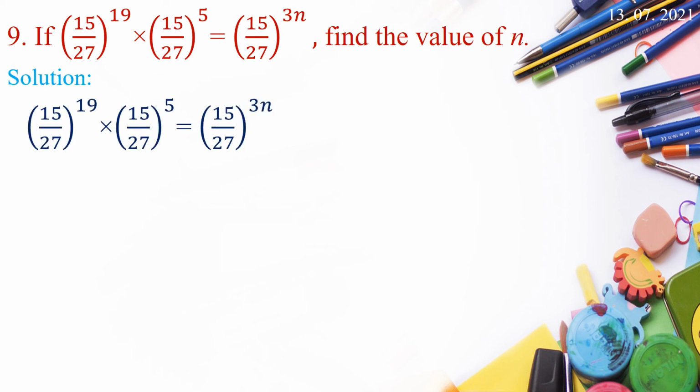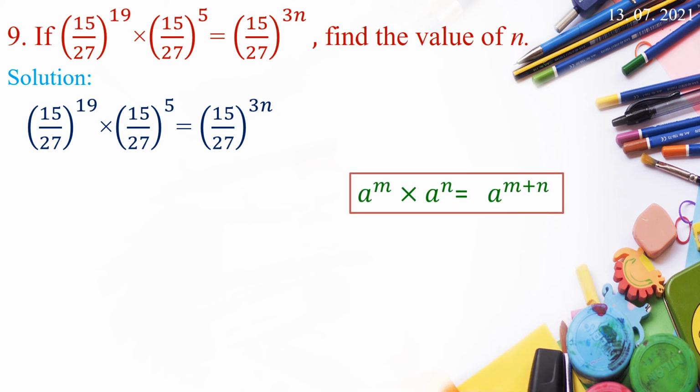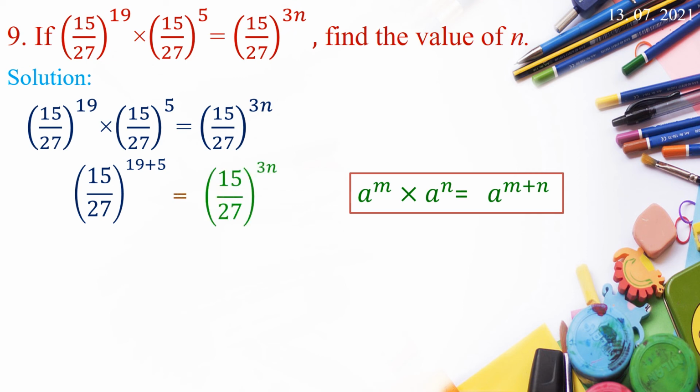We have (15/27)^19 into (15/27)^5 on the LHS, which is equal to (15/27)^(3n) on the RHS. On the LHS, we have the same base, different exponent. So we can use the law a^m into a^n equals a^(m+n) to simplify it. On simplifying, we get (15/27)^(19+5) on the LHS, which is equal to (15/27)^(3n) on the RHS.